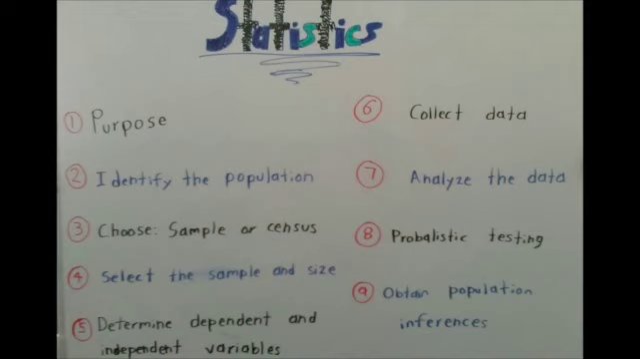Sixth, collect the data. Seventh, analyze the data: sums, charts, measures of central tendency, dispersion, intervals, summaries, outliers, etc. Eighth, probabilistic testing of random variability to determine the degree of uncertainty in the data. And finally, obtain population inferences arising from the sample.